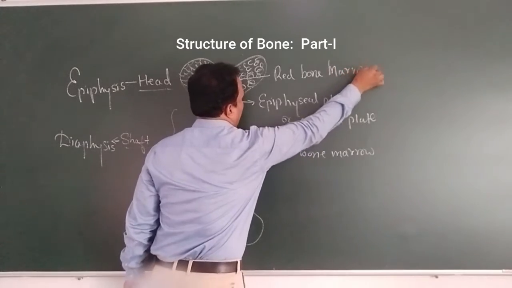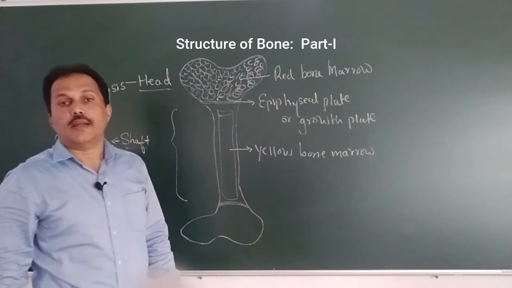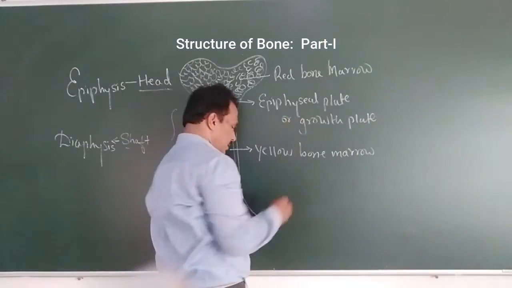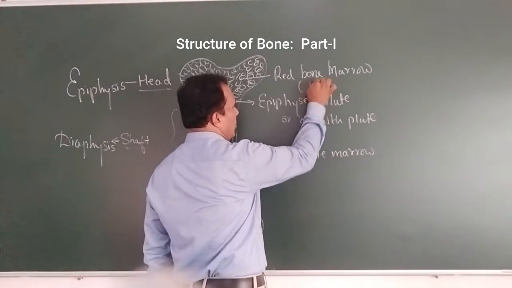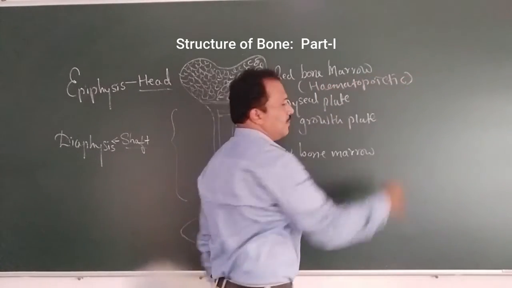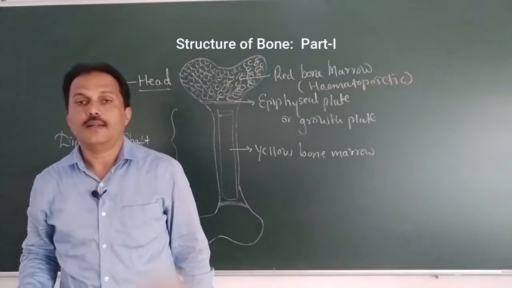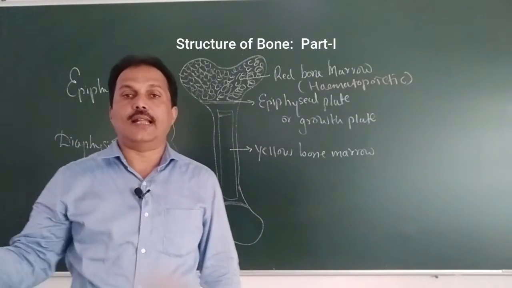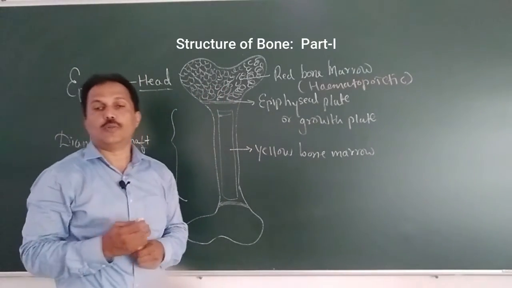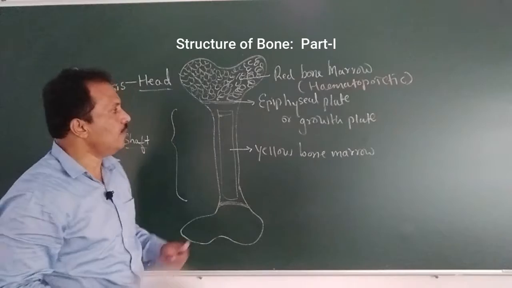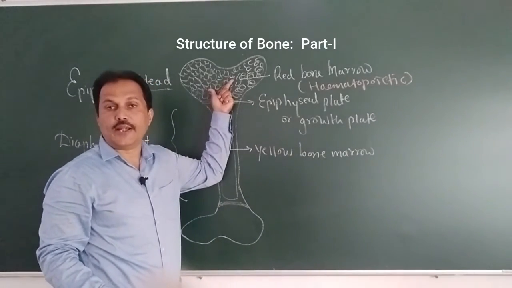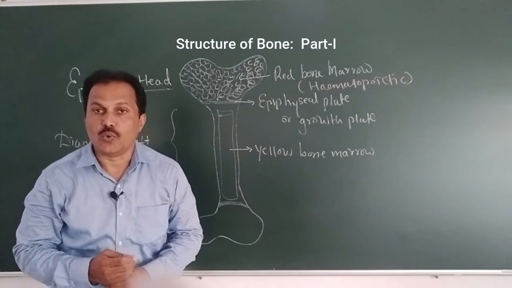And what is the function of red bone marrow? It is hematopoietic in function. What is hematopoietic? Hematopoiesis. What is the hematopoietic function? It is the formation of blood cells. Red blood cells are formed at this region. White blood cells are formed at this region. Hematopoiesis, formation of blood cells. Hem refers to red blood cells specifically. So red blood cells are formed at this point, that is the red bone marrow area.